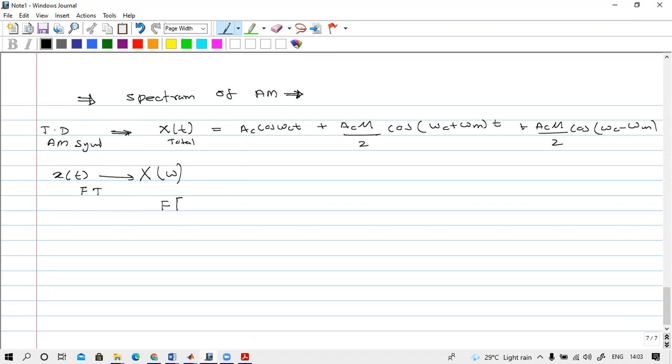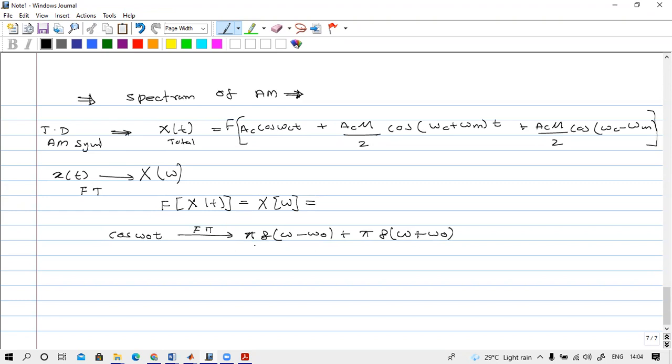You have to get the Fourier transform of this X(T), let's say it is capital X(omega). Then you have to find the Fourier transform of each of these signals. You can remember that if we have a cos signal, cos omega naught t, its Fourier transform is pi delta(omega minus omega naught) plus pi delta(omega plus omega naught). We have proved this in our last tutorial.